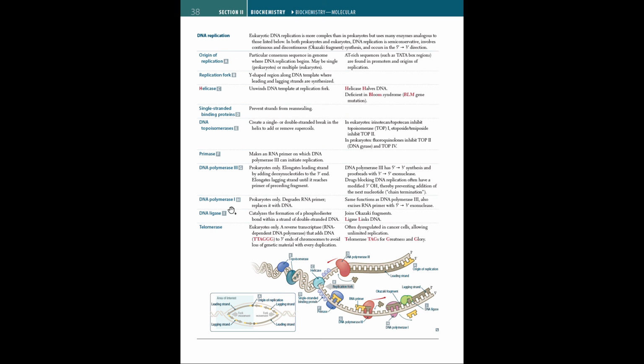DNA polymerase 1, prokaryote only, degrades the RNA primer and replaces it with DNA. Same functions as DNA polymerase 3, also excises RNA primer with 5' to 3' exonuclease. DNA ligase, which is figure I over here, catalyzes the formation of phosphodiester bond within a strand of double-stranded DNA. Joins Okazaki fragments. Ligase links DNA.